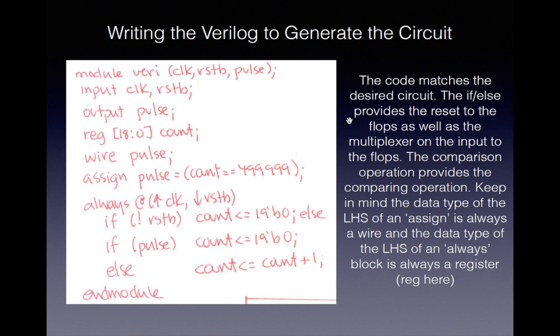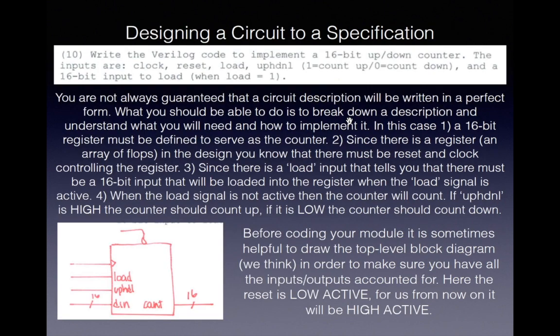This should be within our repertoire. We've done this too many times. When you're given a simple description of a circuit, you should be able to implement it. You're not always guaranteed the circuit description is going to be written in perfect form. You need to be able to break it down to make sure you understand.